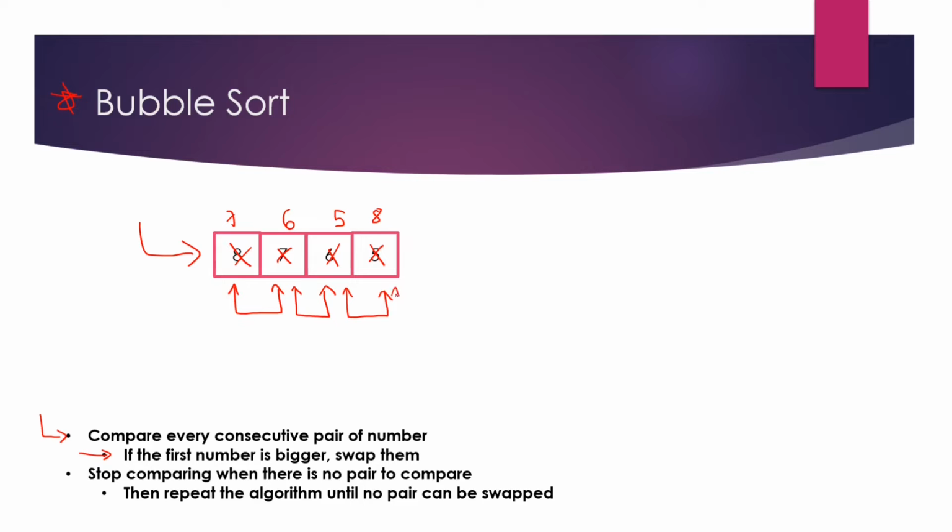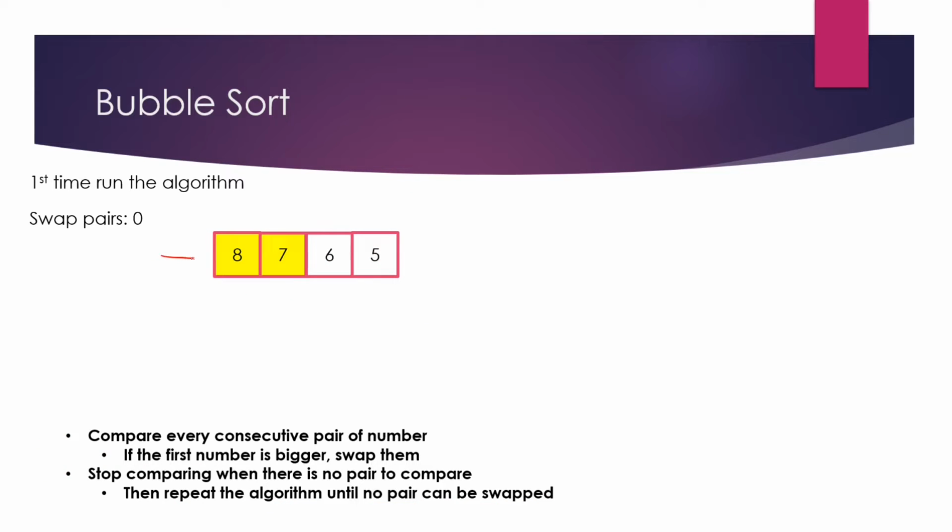And now let's move to the next consecutive pair, but there's nothing here. So what do we do? We're going to read the algorithm. It says you stop comparing when there's no pair to compare. So you can see there's no pair left, so we're going to stop comparing, and you're going to repeat the algorithm until no pair can be swapped. So we're going to repeat the algorithm, and you stop only when no pair can be swapped, but we just swapped a lot right here. You can see 1 right here, 1 right here, and 1 right here. So we're going to redo the algorithm and compare from the first pair until the last pair.